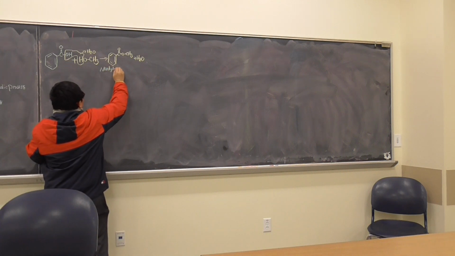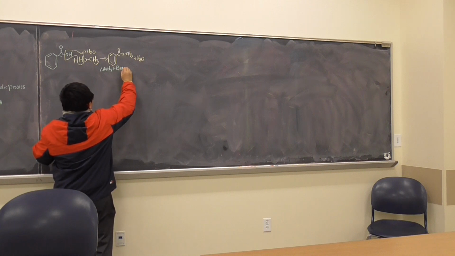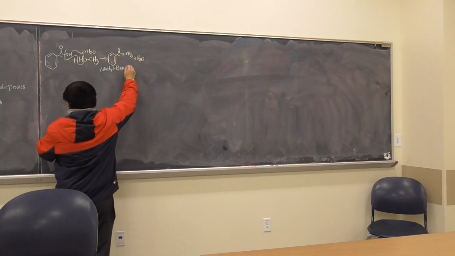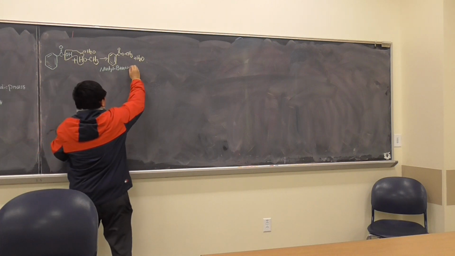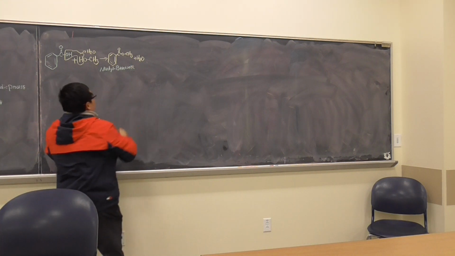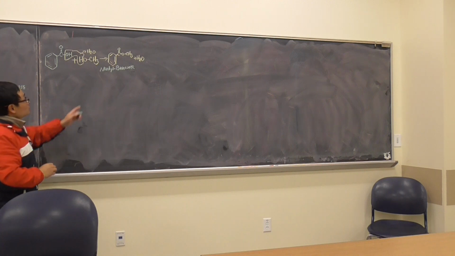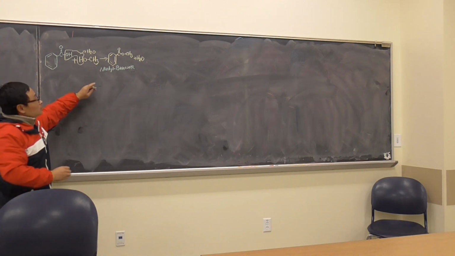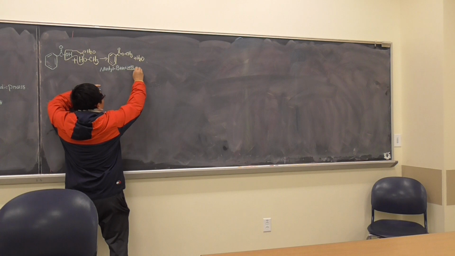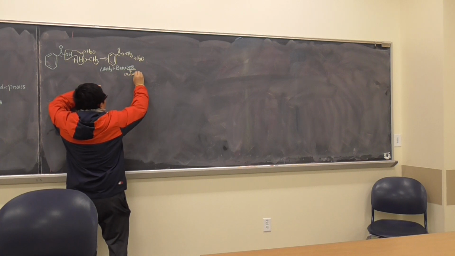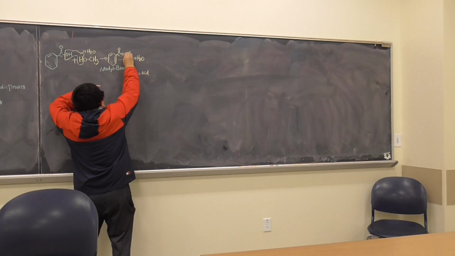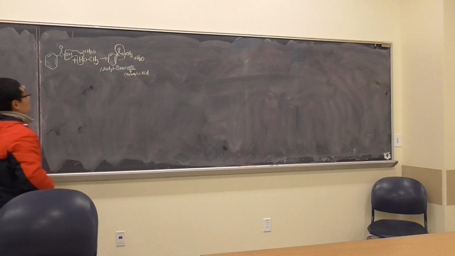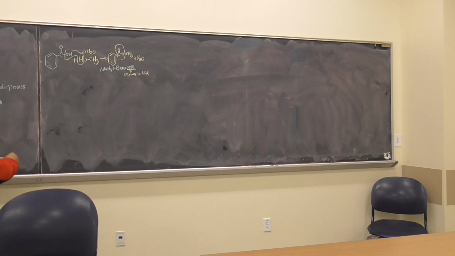Methyl benzoate, let me just make sure, benzoate. Methyl is coming from methyl, and -oate means carboxylic acids, which is right here. Okay, we can do more.